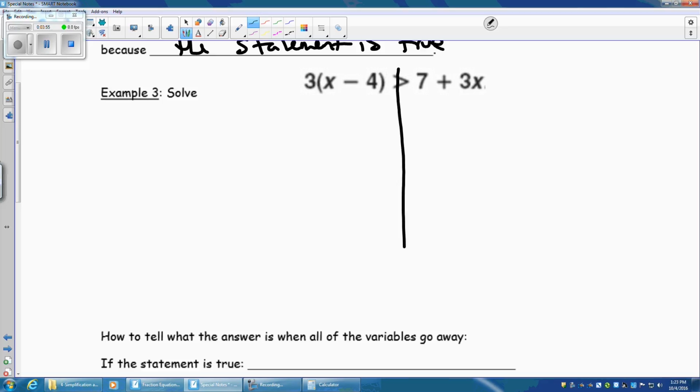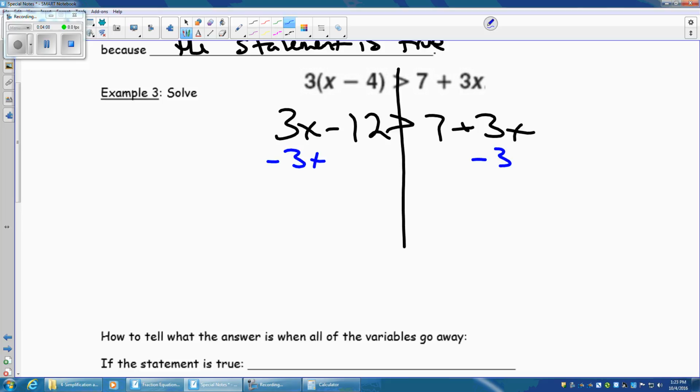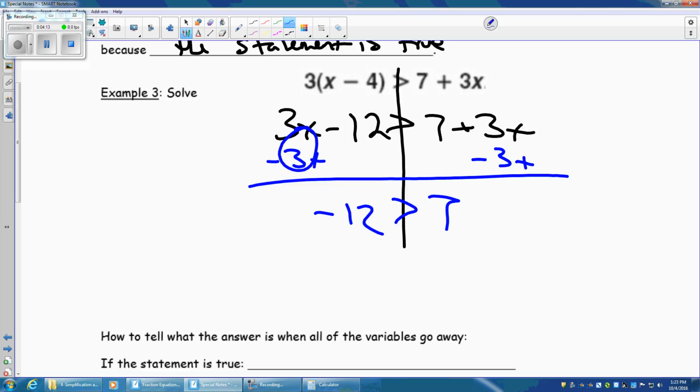We're going to draw a line down. We're going to say 3x minus 12 is greater than 7 plus 3x. I'm going to subtract 3x's from both sides. And I'm getting negative 12 is greater than 7. Is that true? Is negative 12 greater than 7? Obviously not. Negative 12 is much less than 7. So because of that, because it's not true, there is no solution. Okay?